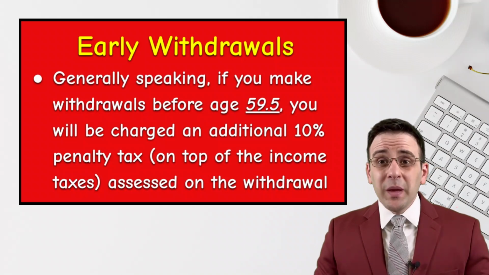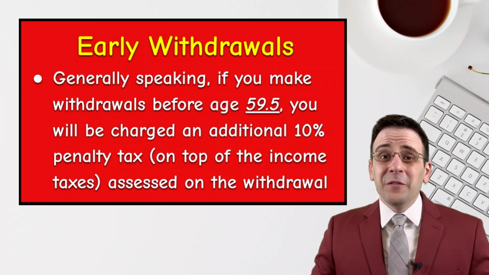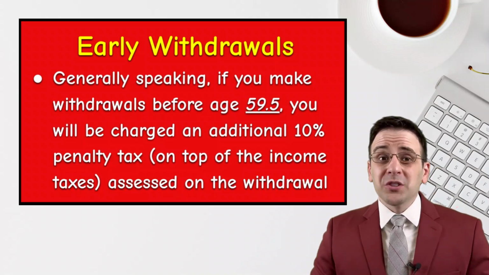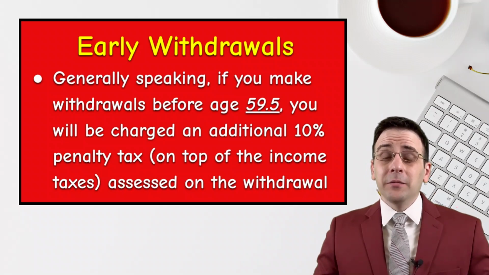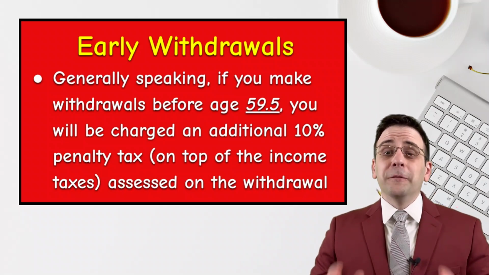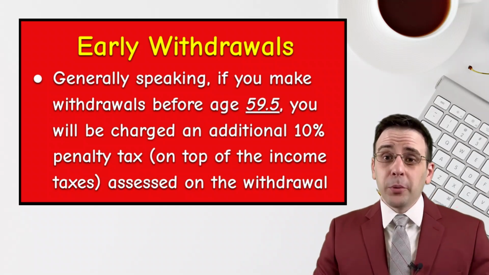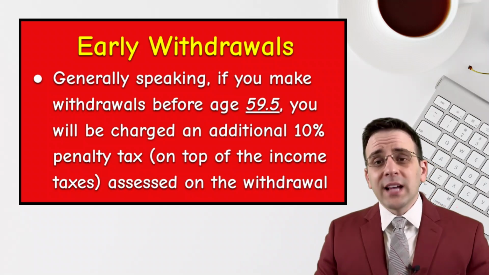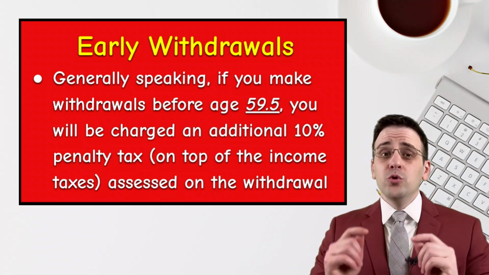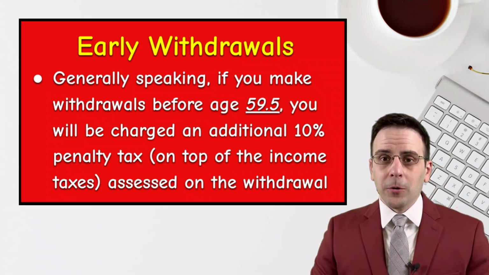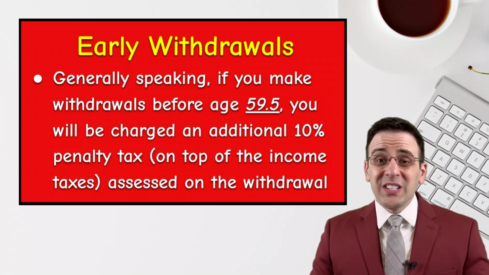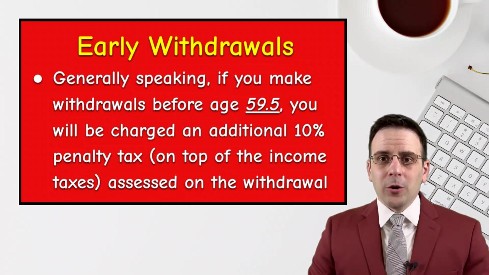Okay, let's shift now to discuss withdrawals from a traditional retirement investment account. Generally speaking, as of the date of this video, if you make withdrawals from your retirement investment account before you reach the age of 59 and a half, you will be charged an additional 10% penalty tax on top of the income taxes you'd normally be charged on the withdrawal. The IRS refers to these as early withdrawals.